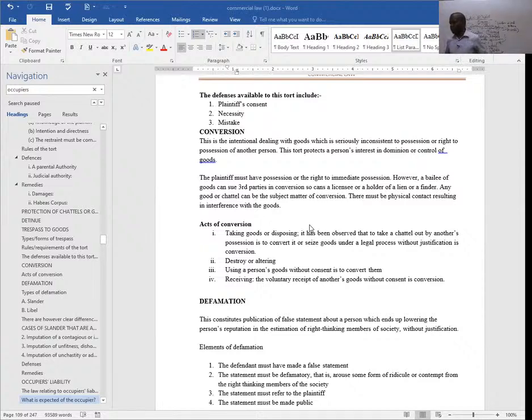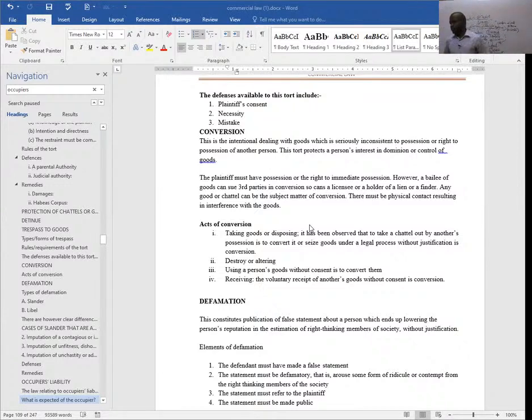Then the statement must be defamatory, that is, arouse some form of ridicule or contempt from the right-thinking members of the society. It wants to make people ridicule you or maybe laugh at you. That element should be present. The statement must refer to the plaintiff. So before Anne takes me to a court of law for defamation, Anne should clearly be the plaintiff.